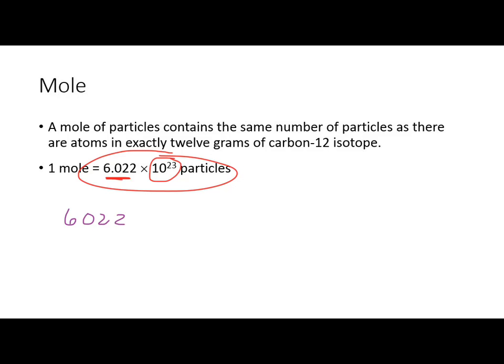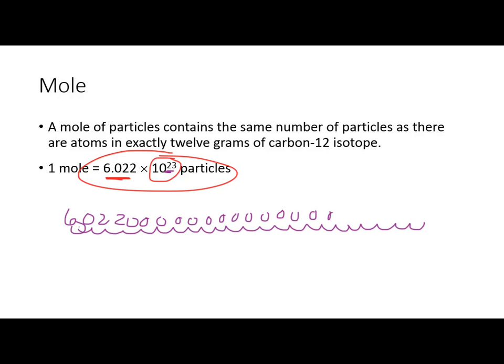6022, okay, and of course the decimal is here, and then we need to move it over 23 places. So here you go, 1, 2, 3, 4, 5, 6, 7, 8, 9, 10, 11, 12, 13, 14, 15, 16, 17, 18, 19, 20, 21, 22, 23. All right. Then we get to put in zeros. Something like that, okay? So that is a mole. That number right there with the decimal over here, that's a mole.